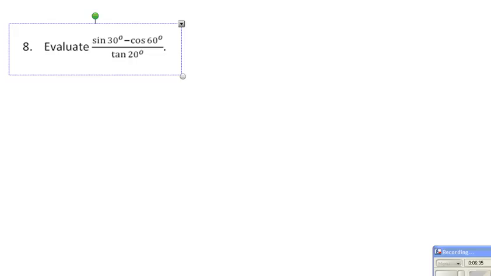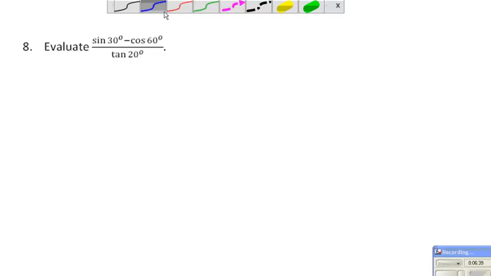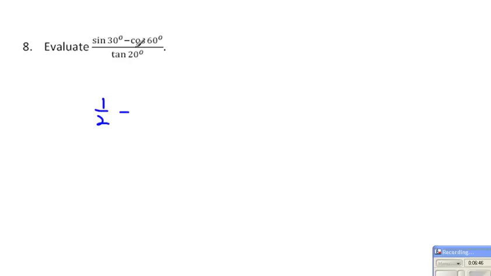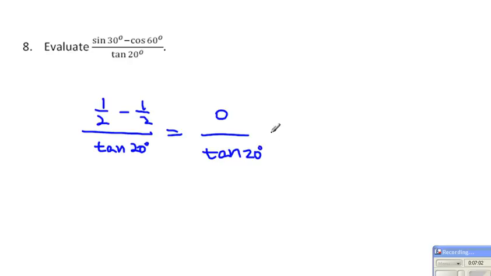Number 8 here, cosine of 30. What is sine of 30? Sine of 30 here is equal to 1/2. Minus cosine of 60 also is equal to 1/2. Tangent of 20, I have no idea what it is, but it doesn't really matter because it's on the denominator. You will realize that the numerator becomes 0. So 0 over whatever we end up getting is equal to 0. So the final answer is equal to 0. We have 2 more questions to go.